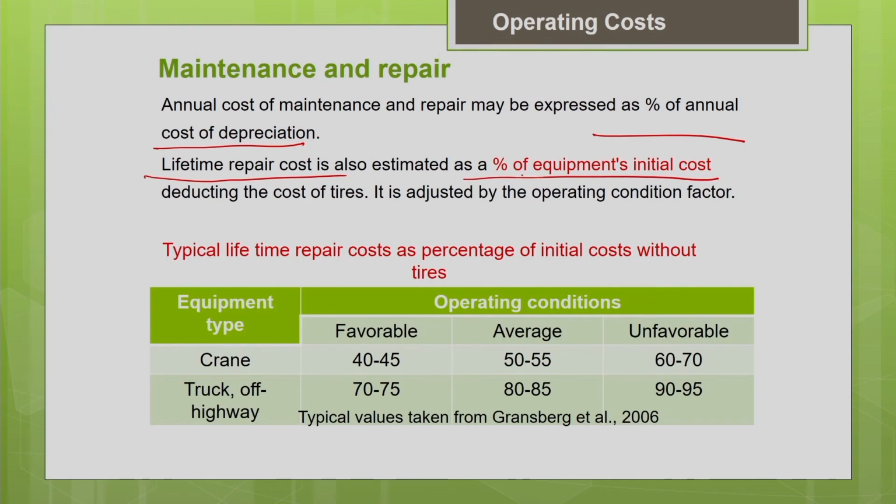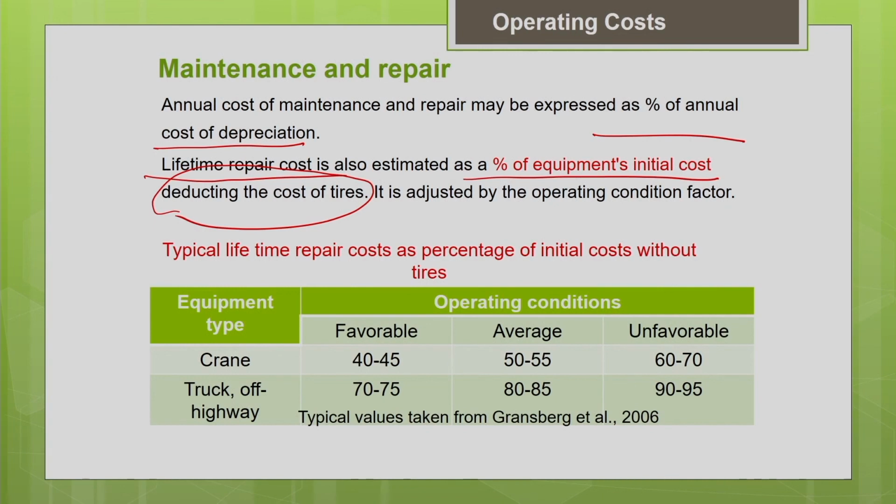But when you estimate it as a percentage of equipment's initial cost, you are supposed to deduct the tire cost. That is very important because the life of the tire is different from the life of the remaining part of the equipment. So its depreciating rate is also very different when compared to the remaining part of the machine. The repair cost of the tires will be considered separately, so we won't consider it along with the remaining part of the equipment. That is why you take the lifetime repair cost of the machine excluding the tire. It is estimated as a percentage of the equipment's initial cost minus the tire cost.